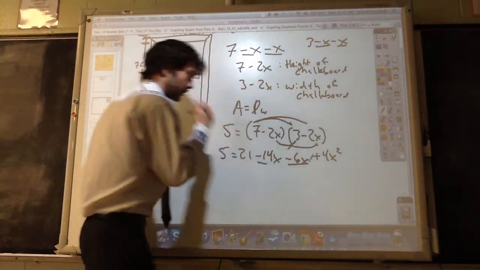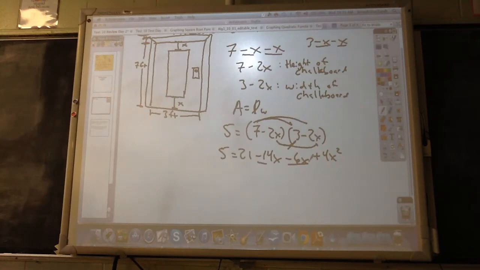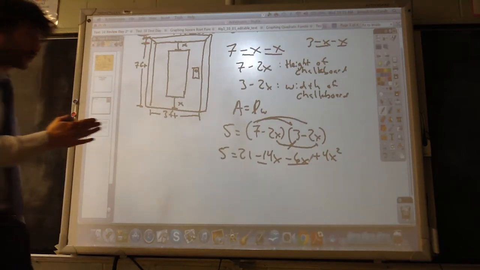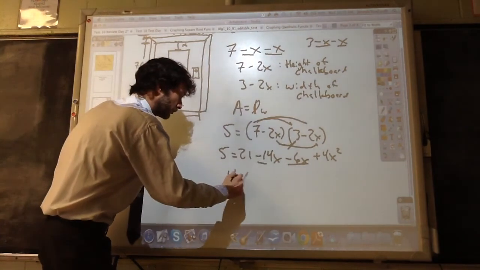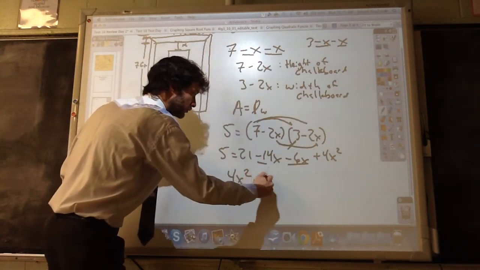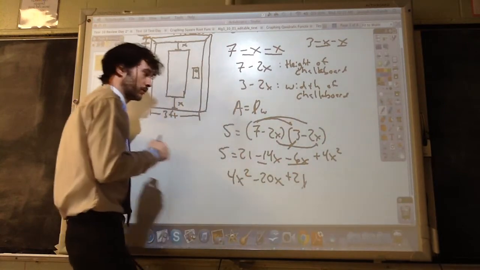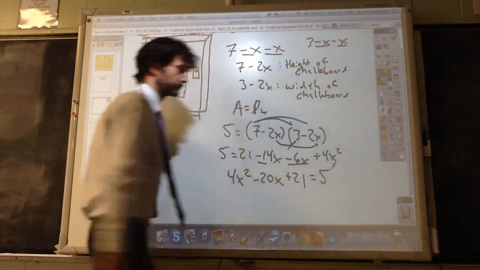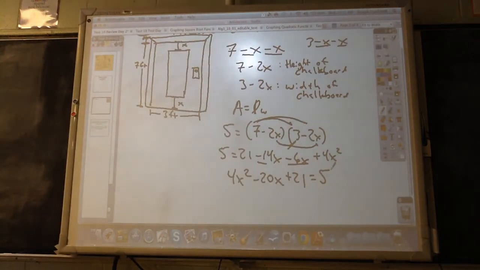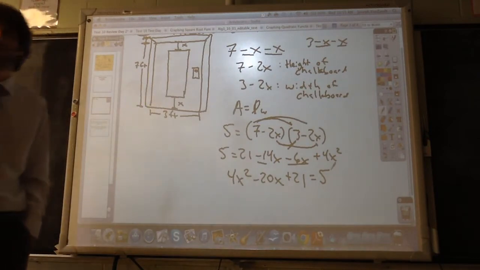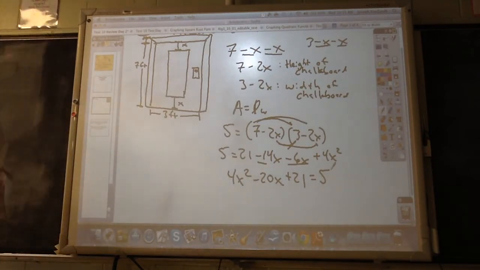Okay, I would combine my like terms, and I'm also going to rearrange it so that it's in descending order. I end up with 4x squared minus 20x plus 21, because that was a positive 21, equals 5. I want to know what x is. How can I find x? Solve by either one of the things we learned. You have options, because I don't specify how to do it.